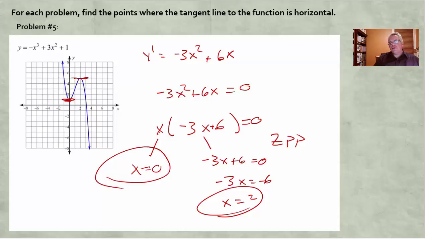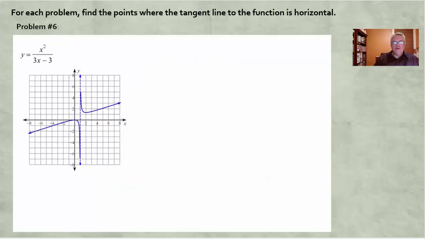So if x is 0, this would be 0 times that, and that would make it 0. Or if x equals 2, the second factor would be 0. And 2 times 0 equals 0. All right, we got one more. This one involves the quotient rule. So we want to find where the function has horizontal tangent.